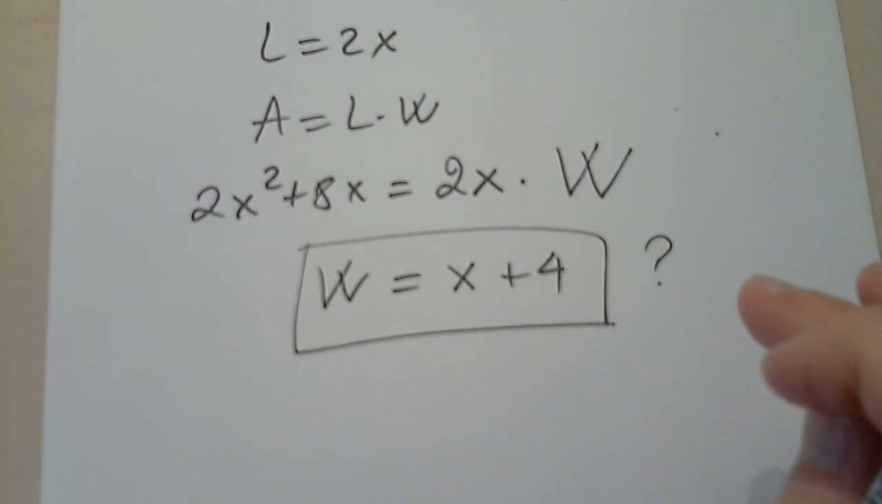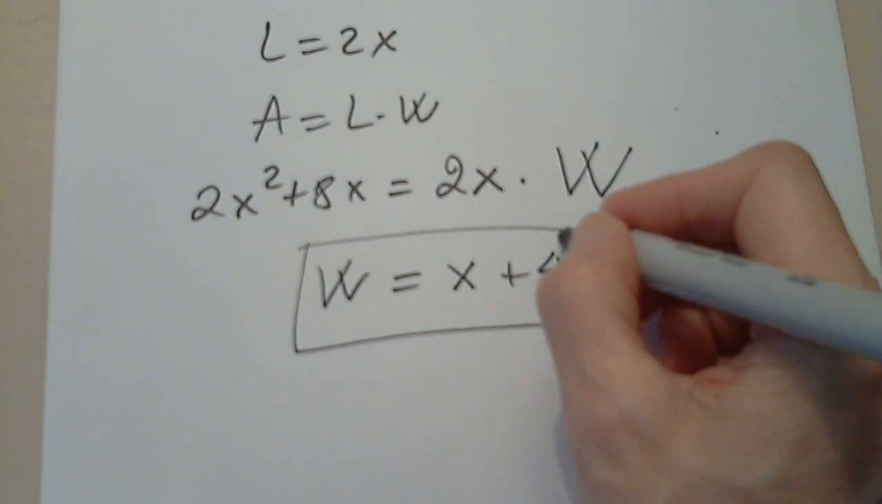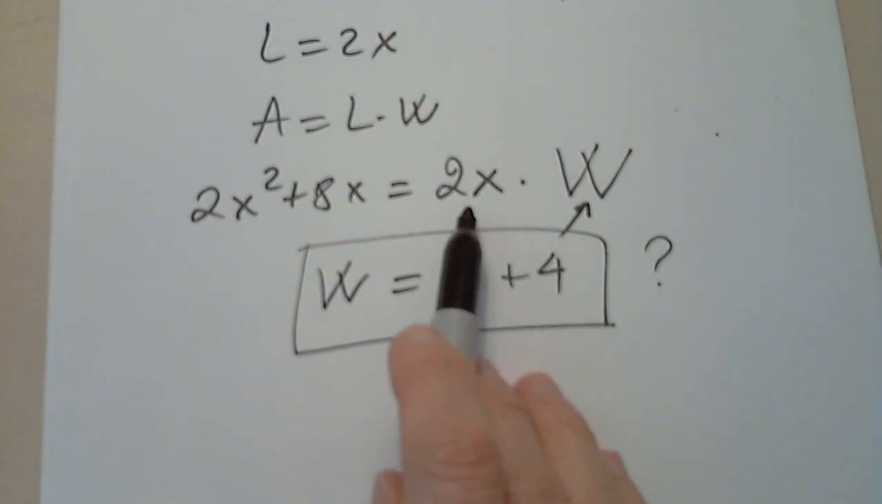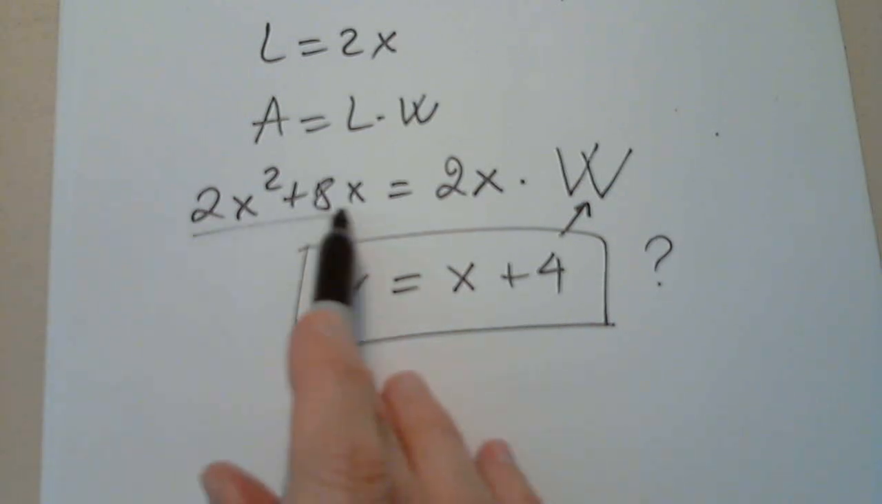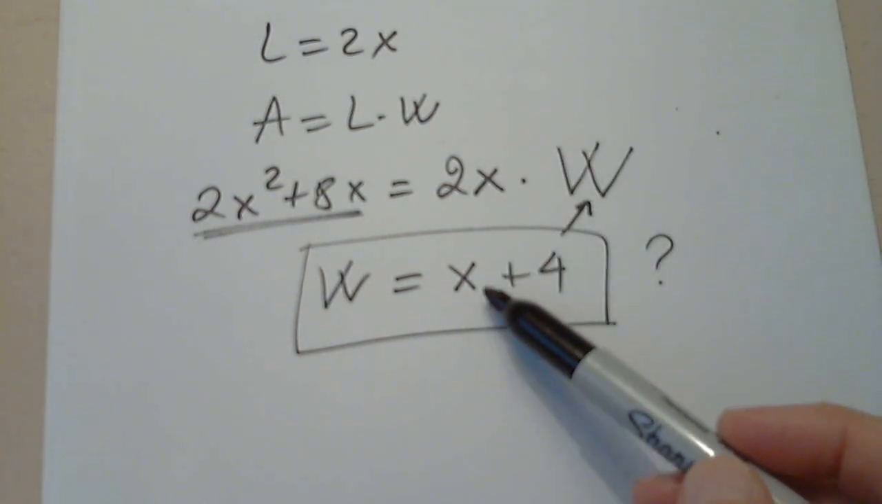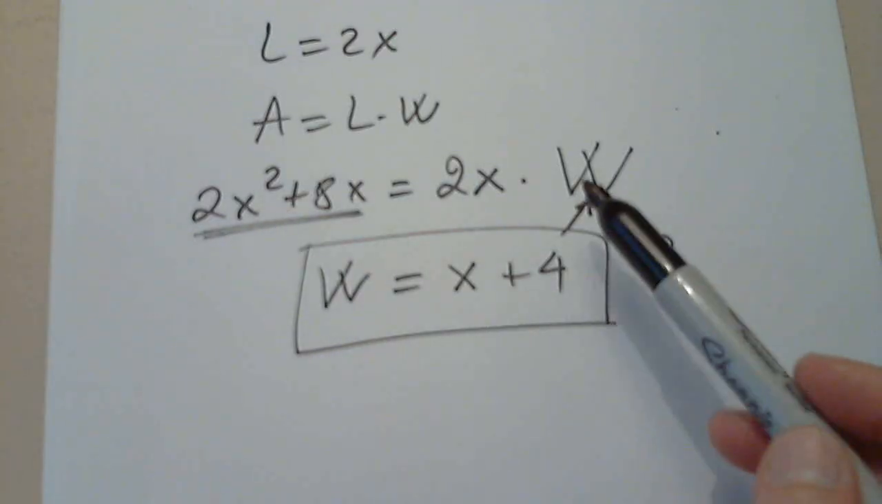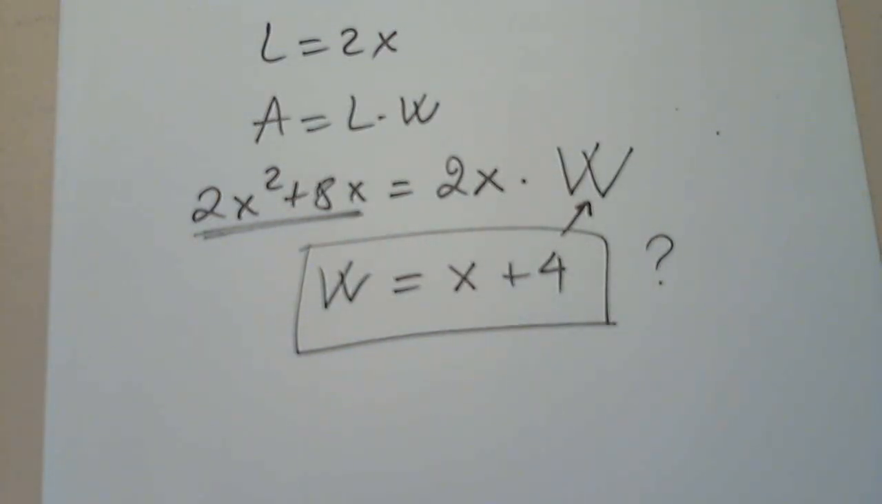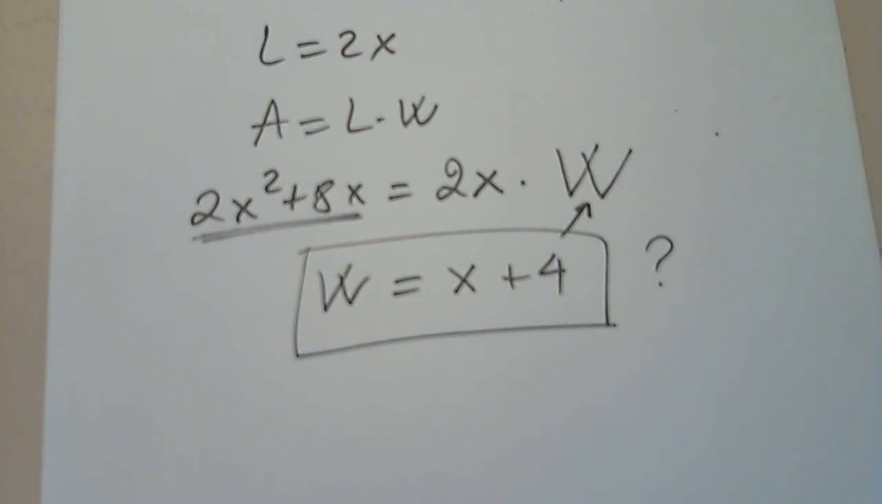It takes a blink to check. I will put this in here, distribute 2x, and see if I recover the left-hand side. If I don't, this is wrong. 2x times x, copy the base, add the exponents. 2x times 4 is 8x. So this is the width. Okay? I think we can consider this done, I hope.